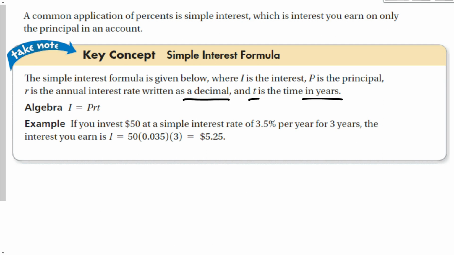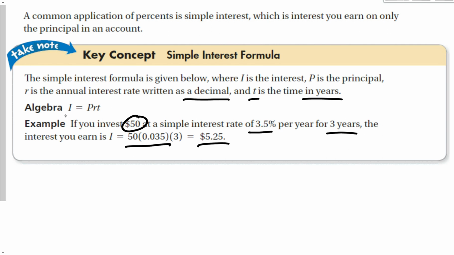And if you invest $50 at an interest rate of 3.5% for 3 years, so you're going to have three of these, 50 bucks, 3.5%, 3 years. Multiply them all together, and we have the interest, how much interest you earn, which means then you would take the 50 bucks and add this to it, and that's how much money you would have in your account.